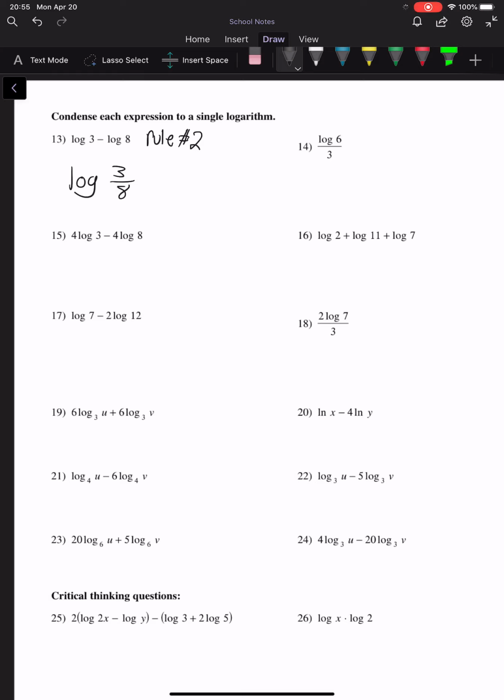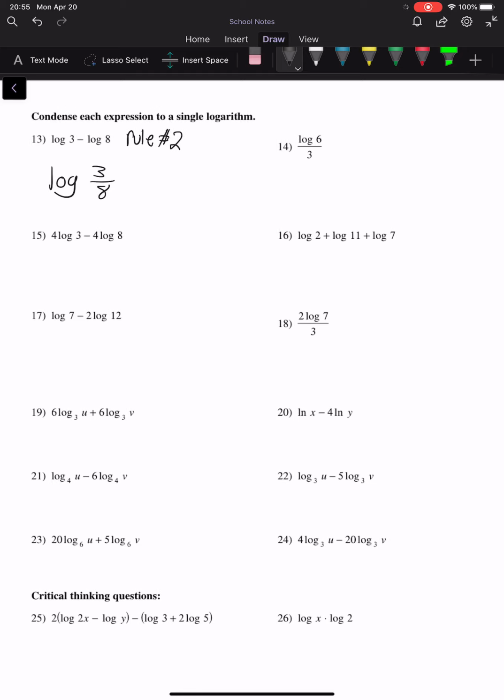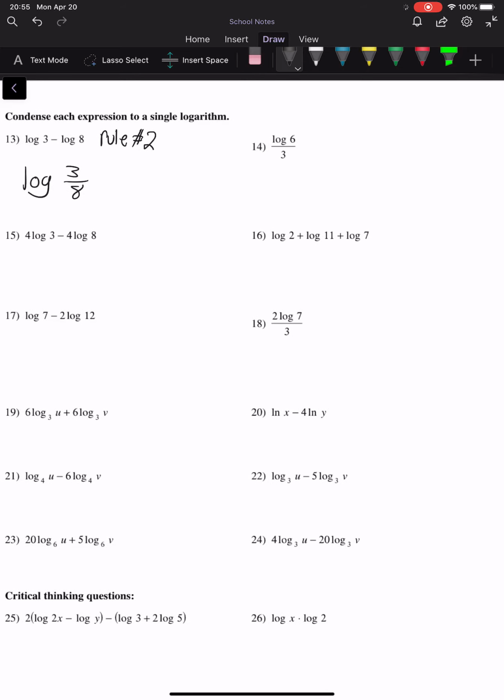Our next question, we're going to change up how we write this one a little bit. So this is technically equal to 1/3 log 6. And now this looks already pretty close to being simplified, so all we have to do at this point is bring this 1/3 to being the 6's exponent. So this is going to be log 6 to the 1/3 power, or log of the cube root of 6.